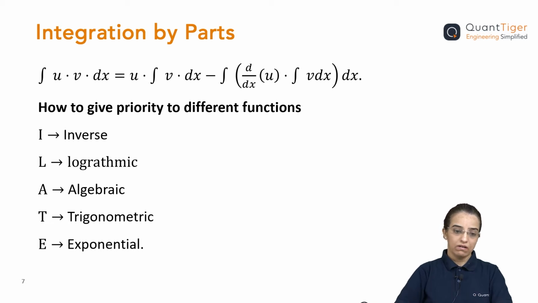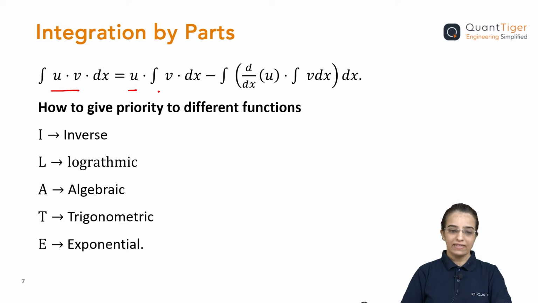So integration by parts is nothing but whenever there is a product of two different terms under the integration, then what we do is: first function as it is, integration of second, minus integration of derivative of first into integration of second. That is how the rule is.